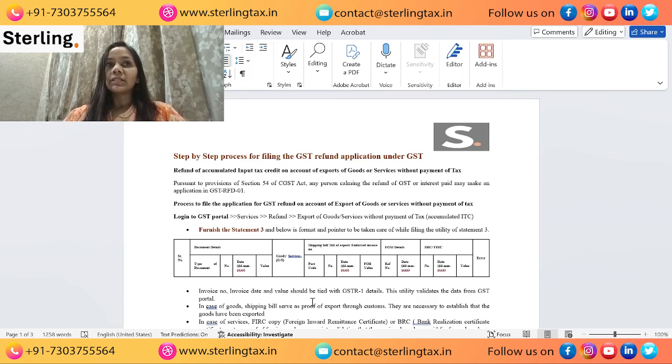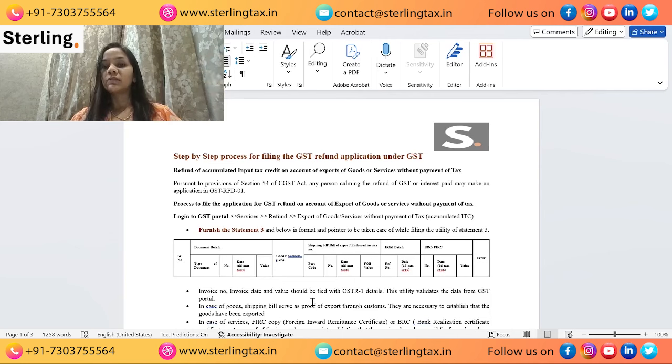Let us suppose we have received a payment from outside India, and we are filing a refund application from April 24 to March 25. Whatever payment we have received in respect of completed services, whether it pertains to the previous year or the current year, has to be captured here. Whatever payment we have received in the relevant tax period needs to be captured here. It might pertain to the previous or the current year, it doesn't matter.